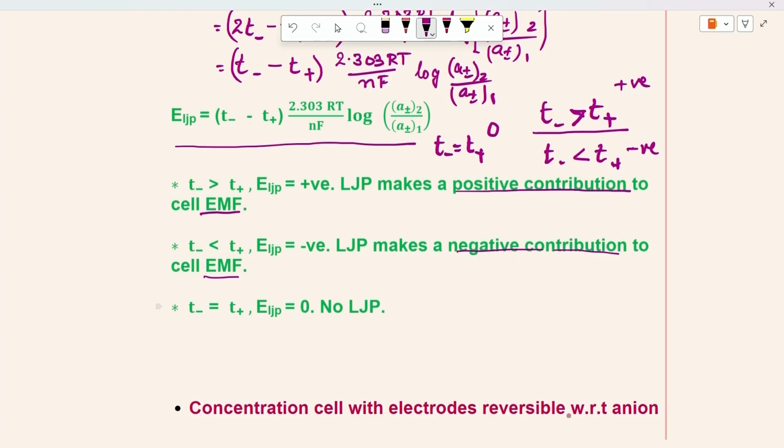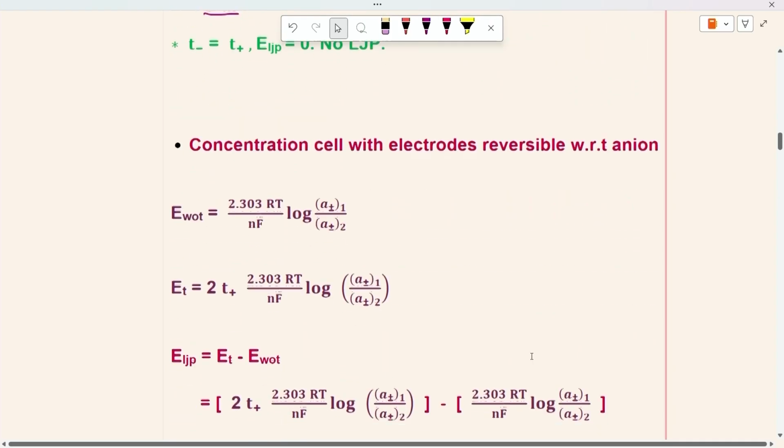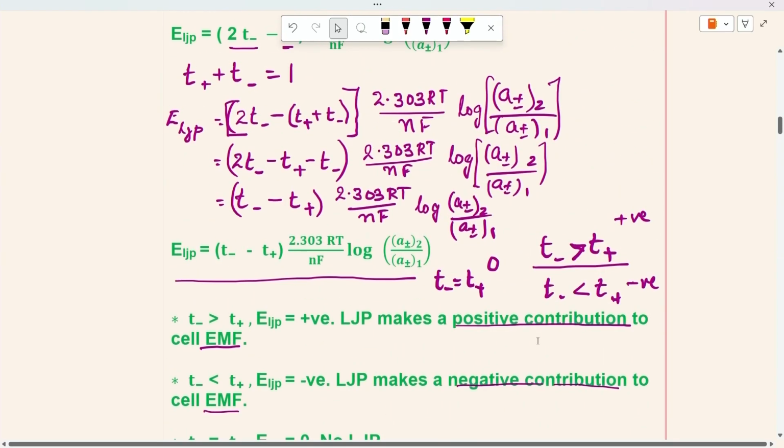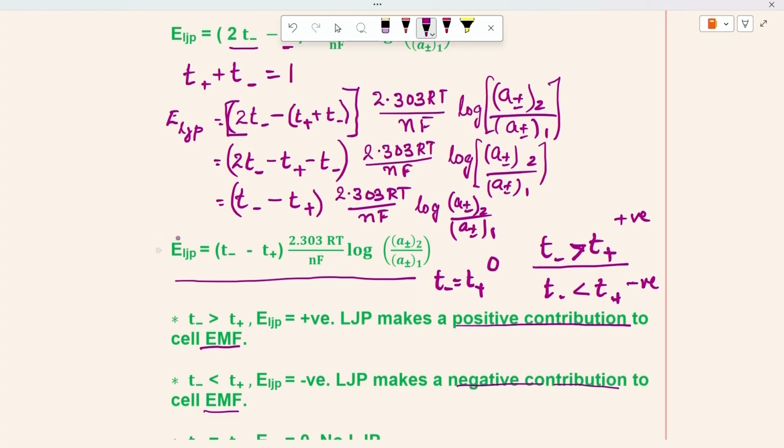Now, let us consider the concentration cell. One more point to be stressed is, when I have a cell reversible with respect to cation, just focus on the point, it is the transference number of anion minus the transference number of cation. So, when reversible with respect to cation, it is the transference number of anion minus the transference number of cation.